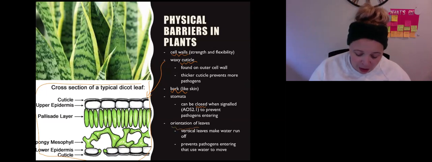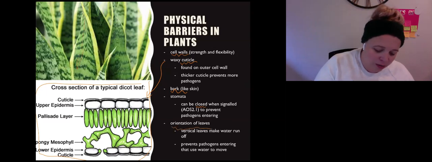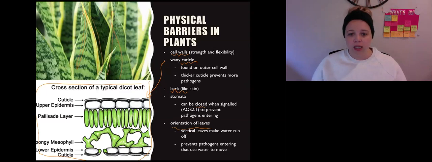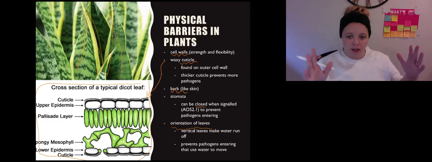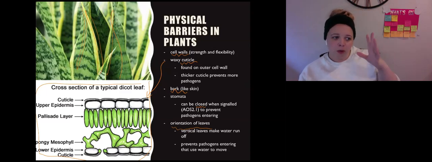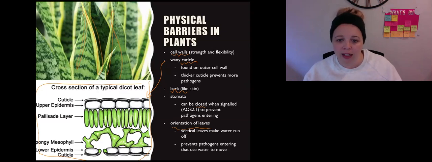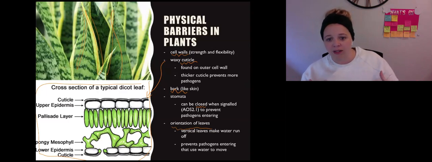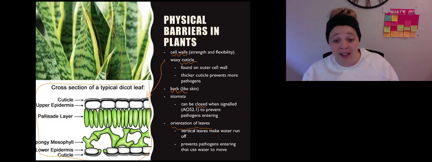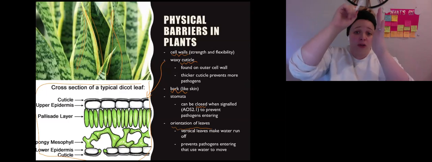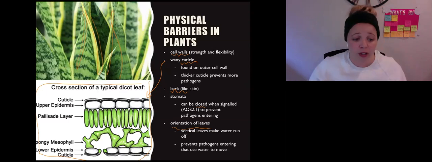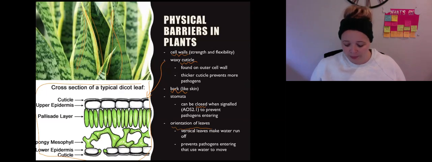Also, the orientation of leaves. Can you see these vertical leaves here? You might have a plant at home that has vertical leaves. What it means is that when water falls on the leaf, it doesn't pool. Because if water pools on a leaf, then that means it's a potential site for bacteria, fungi, worms, whatever it is, viruses to hide. So what we want to happen is we want the water to hit the leaf and run off. So by having a vertical leaf, you are protecting yourself against pathogens.